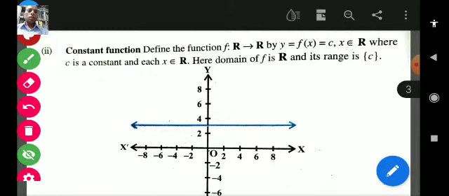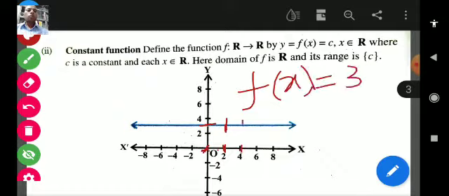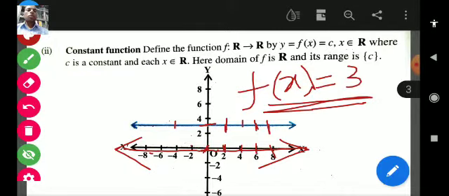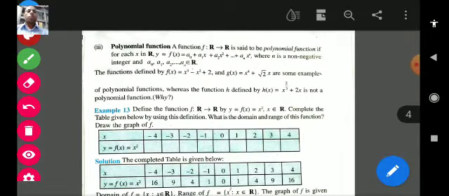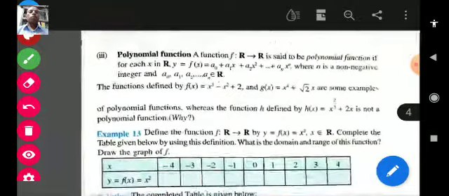Here you will see that for 0 we have 3, for 2 also we have 3, for 4 also we got 3, for 6 also we got 3, for 8 also we got 3. This function is actually f of x equal to 3. For any value on the x-axis we get only 3 on the y-axis. So this function is known as a constant function. Now we will see the next type of function, which is called the polynomial function.